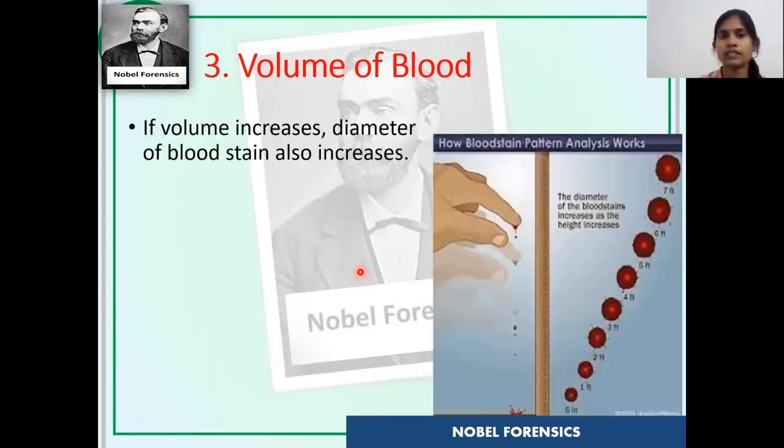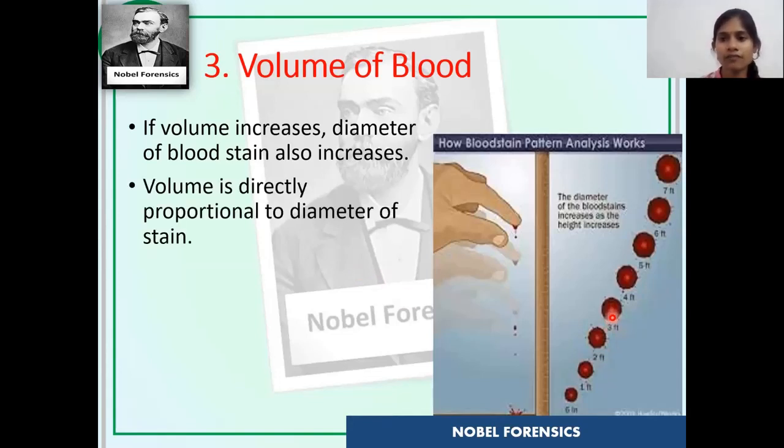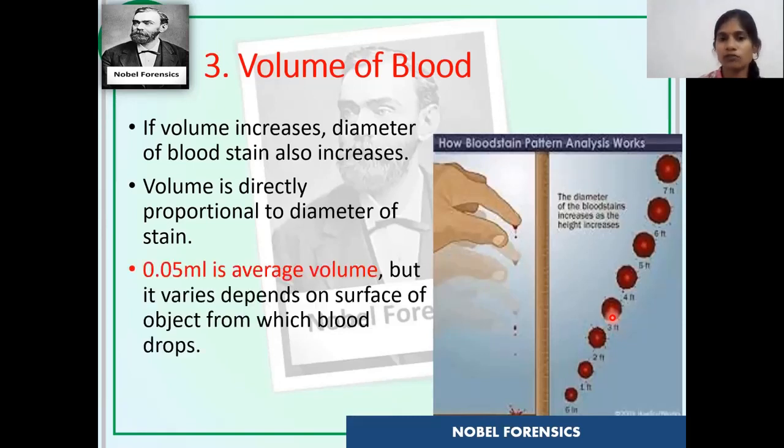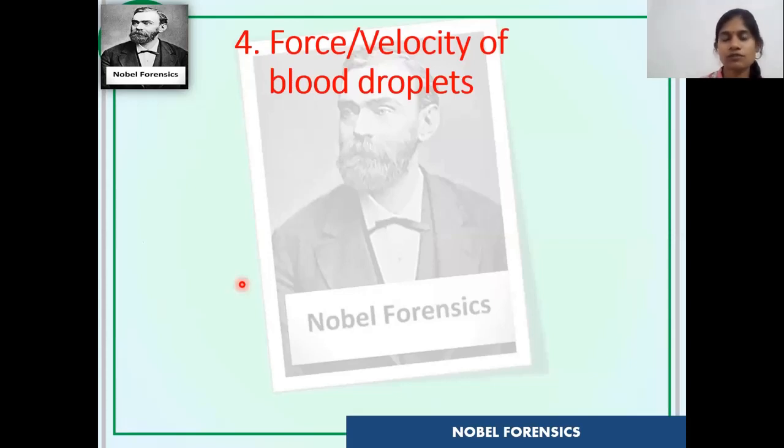Next, volume of blood. If volume increases, definitely the diameter of the blood stain increases. You can see in this image. Volume is directly proportional to the diameter of the stain. But 0.05 ml is the average volume, and this again depends on the different surfaces, like absorbent surface and non-absorbent surface. So based on the different surfaces, the average volume varies, but the normal average volume is 0.05 ml, which can make one complete blood stain.